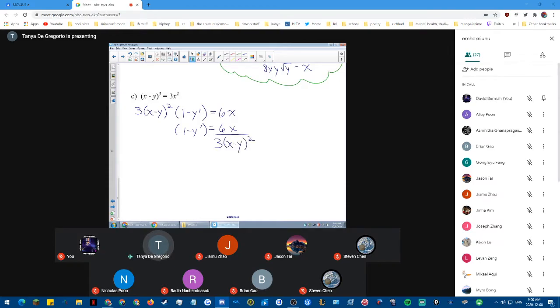And you notice that 6 divided by 3 is 2. And now I have negative y prime equals 2x over (x minus y) all squared, right? 6 divided by 3 is 2. And now I'm going to subtract 1.